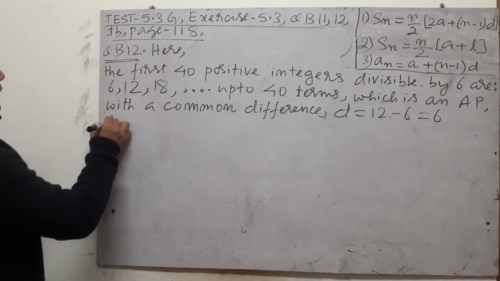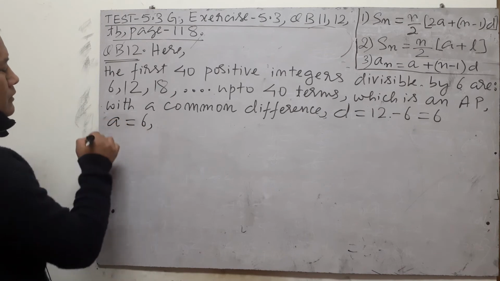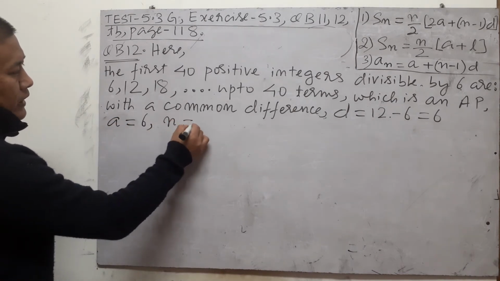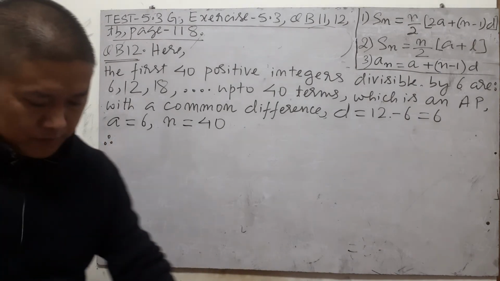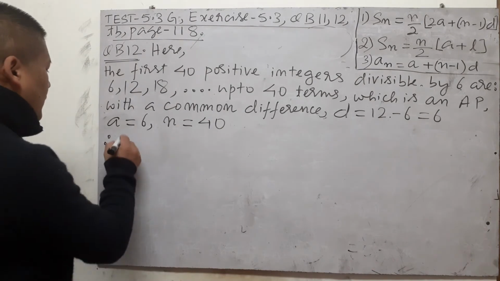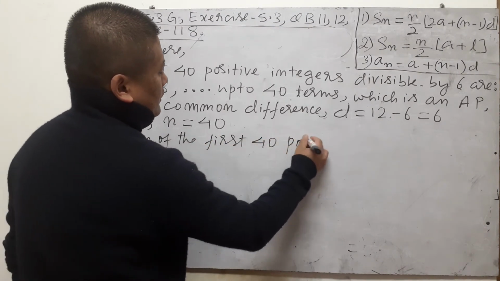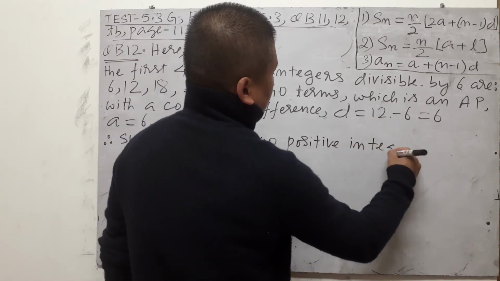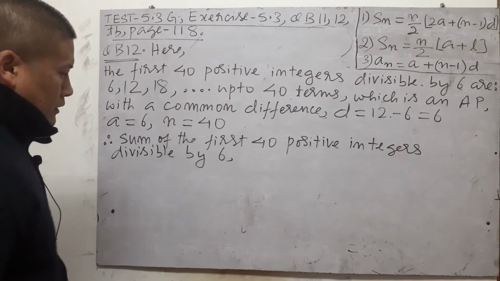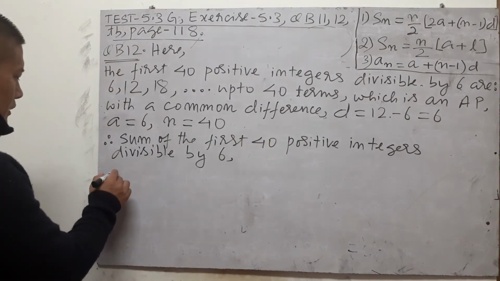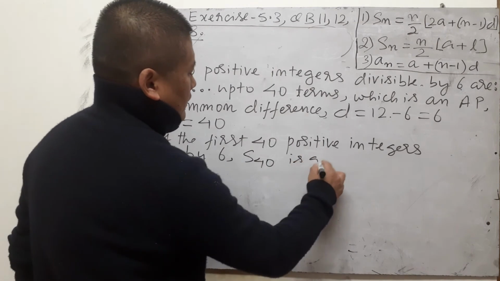Now if it's an AP, with common difference d, then the first term a is 6, and the number of terms is denoted by n. 40 positive integers means there are 40 terms, so the total number of terms is 40. Therefore, go back to the question: sum of the first 40 positive integers divisible by 6. So the required sum means the sum of all the 40, S40.